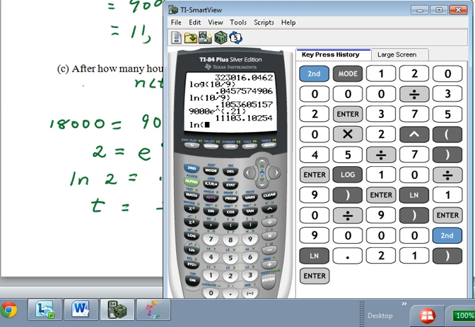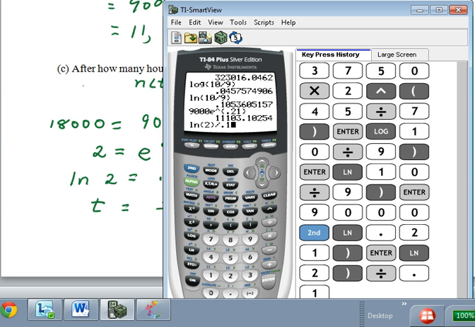So natural log of 2, close that parentheses, that is a very common error, divided by 0.105, which is our r. And the number of years ends up to be 6.6.